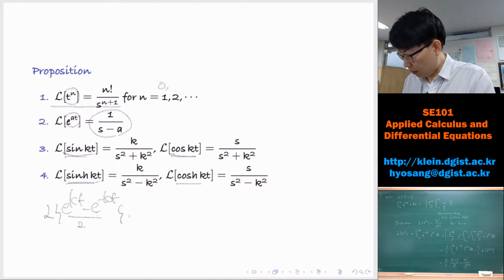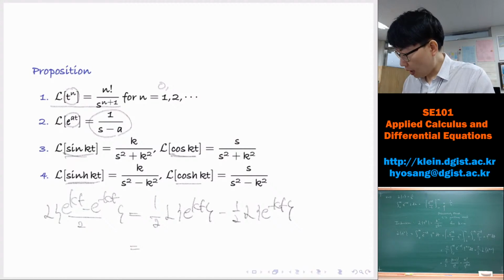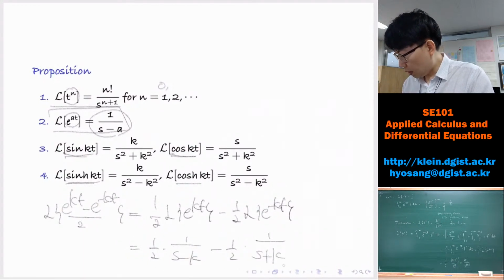So the Laplace transform of that is given by 1 over 2 times the Laplace transform of e to the kt, minus 1 over 2 times the Laplace transform of e to the minus kt. This is by the previous proposition, that the Laplace transform is linear. And we use the second formula here. So we have 1 over s minus k, minus 1 over 2 times 1 over, so we have minus k here, so this is s plus k. If you combine these two formulas, you get this.